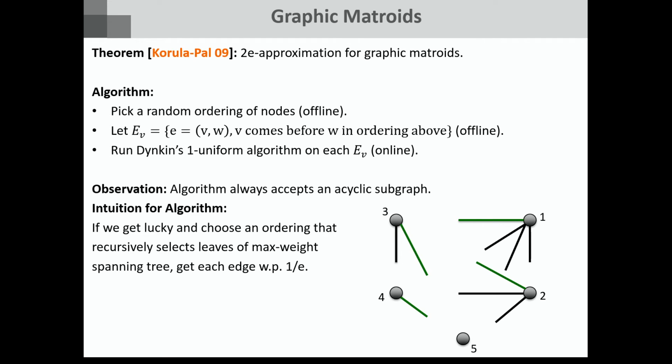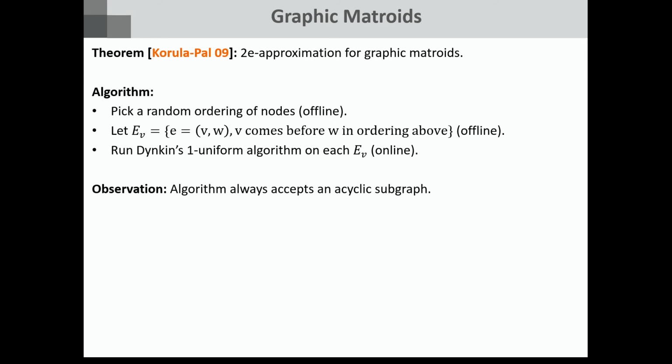So this is what we would love to happen, but we don't know what the max weight spanning tree is ahead of time, so we can't choose this ordering. And the point is that we don't lose more than a factor of 2 by doing this randomly. So what's the proof?